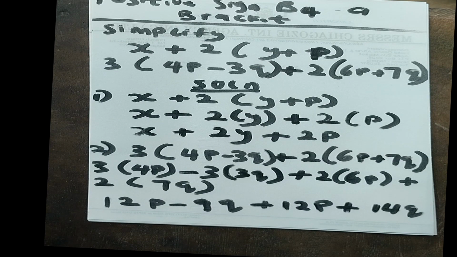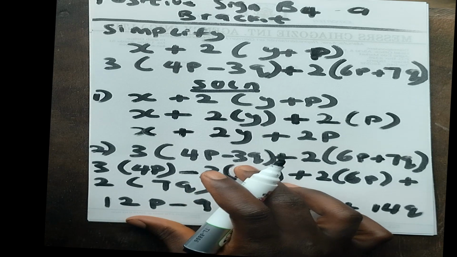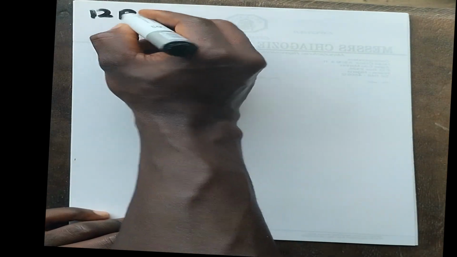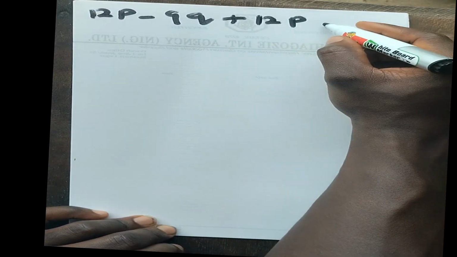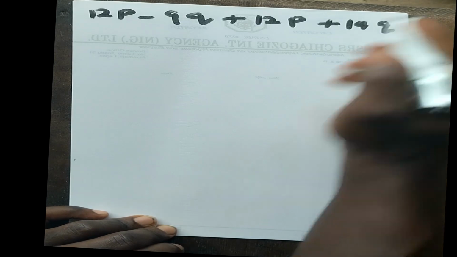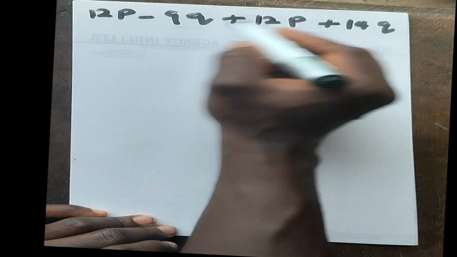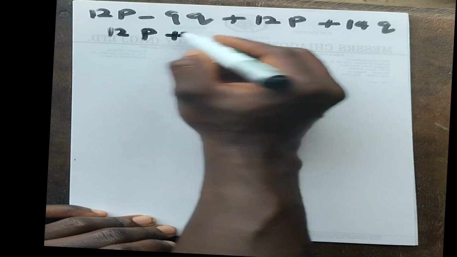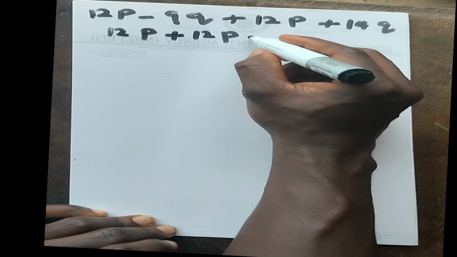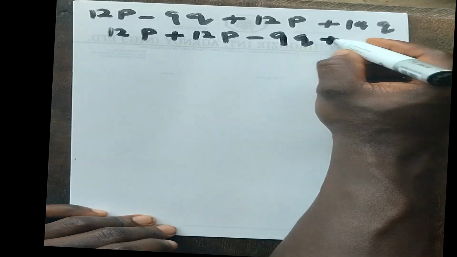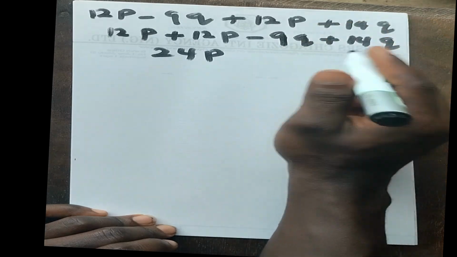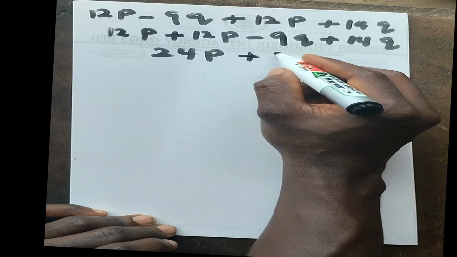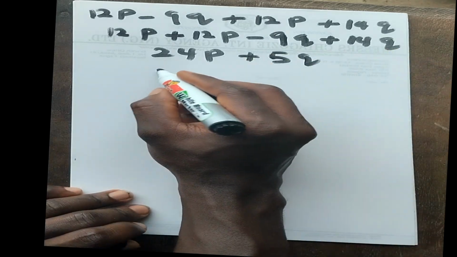What next? We are told to simplify. We stopped at 12p minus 9q plus 12p plus 14q. So collecting like terms: 12p and 12p are like terms, and minus 9q and 14q are like terms. 12p plus 12p is 24p. Minus 9q plus 14q is plus 5q. So you have to solve this exercise.